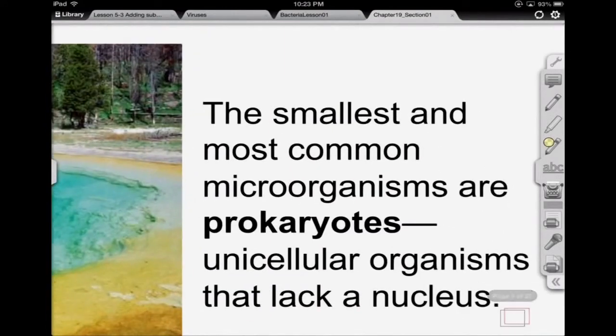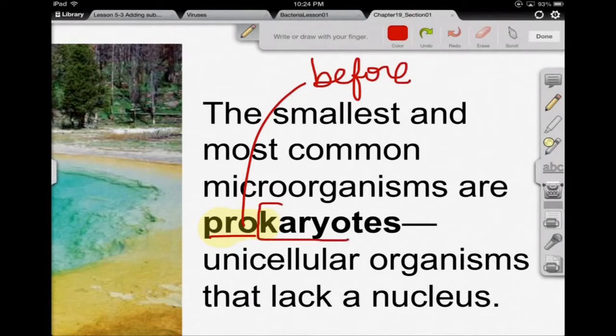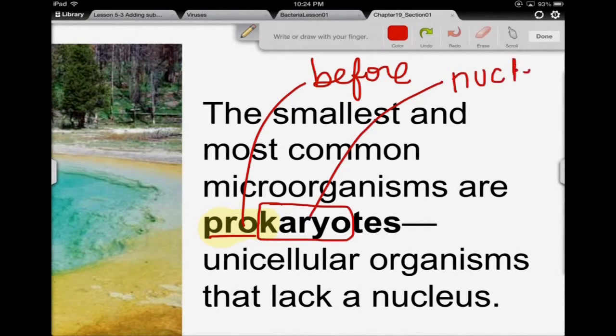We need to differentiate the difference between a prokaryote and a eukaryote. Prokaryote is a very interesting name. Now, what pro in the name prokaryote means, let's be really clear here, pro literally means before there was. And karyo is a term that means nucleus. So the first forms of life, the most primitive forms of life that existed, didn't have a nucleus.